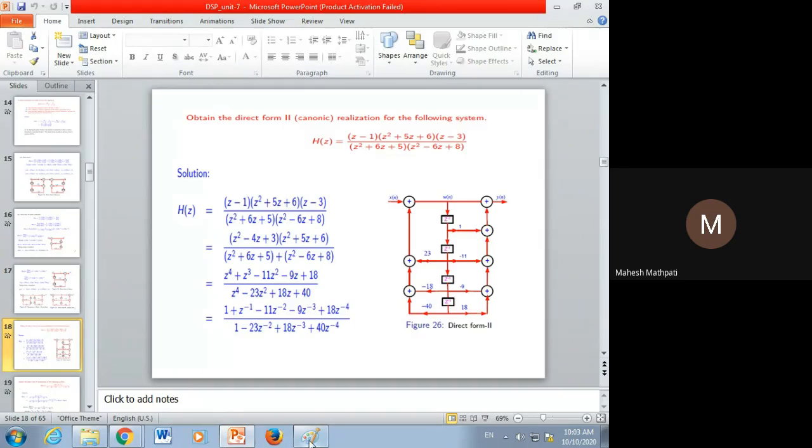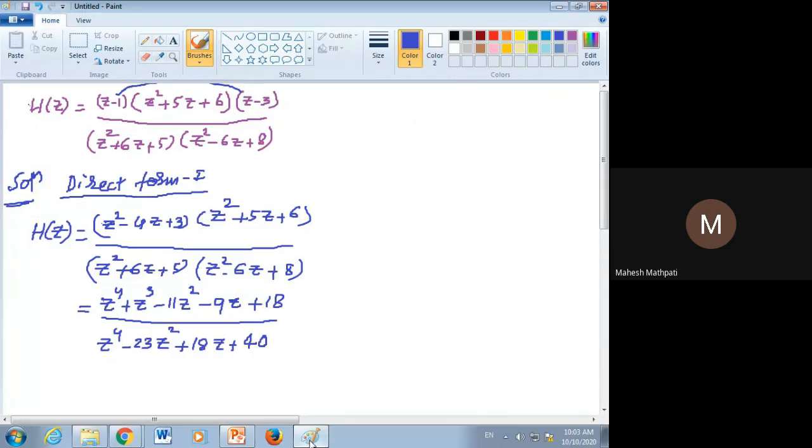Now we have to write it in negative powers. So how do you write it in negative power? What will we have to do to write it in negative power? H of z equals, we will write it in a negative power. We will divide by z raised to 4.